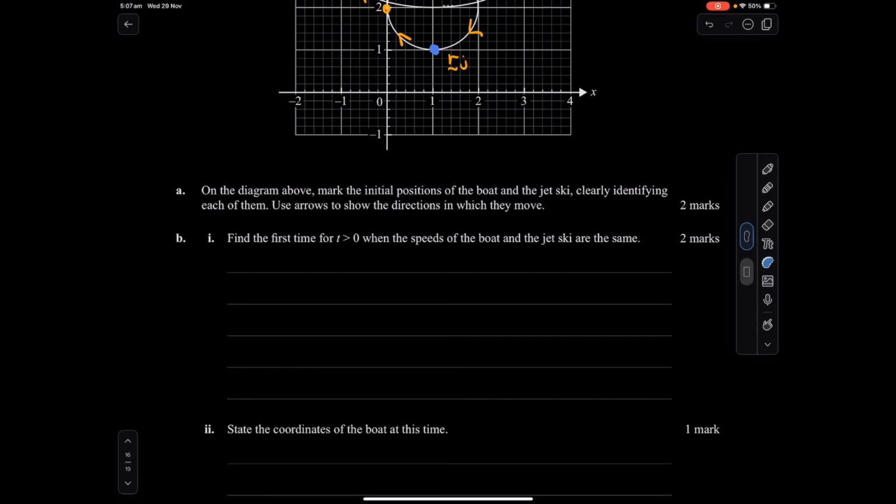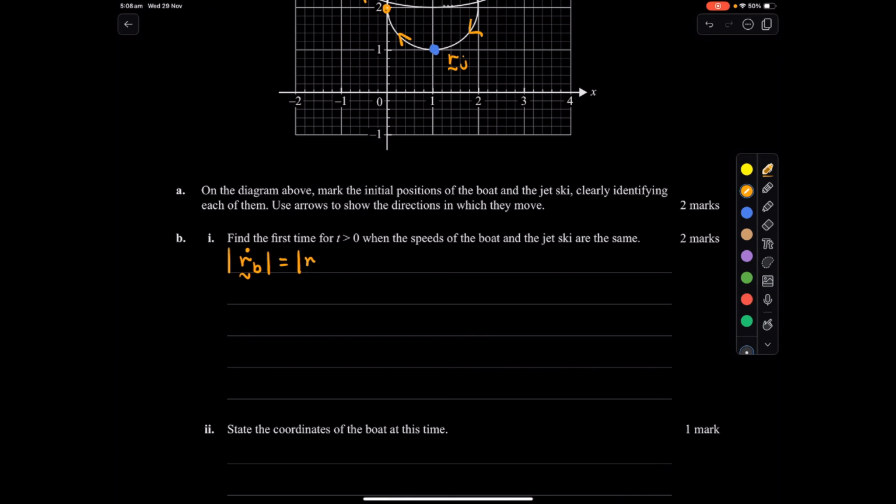Question B. Find the first time for t greater than 0 when the speeds of the boat and the jet skis are the same. Okay, that's easy. If we know the position vectors, for example the boat position vector, the speed is just the derivative of it. And because we're talking about speed, not velocity, we have to find the magnitude. And when they are the same, we're going to equate them.